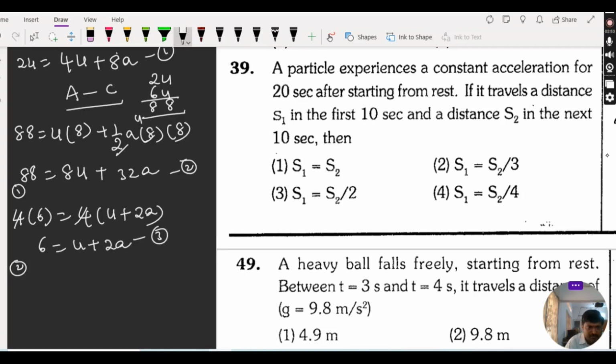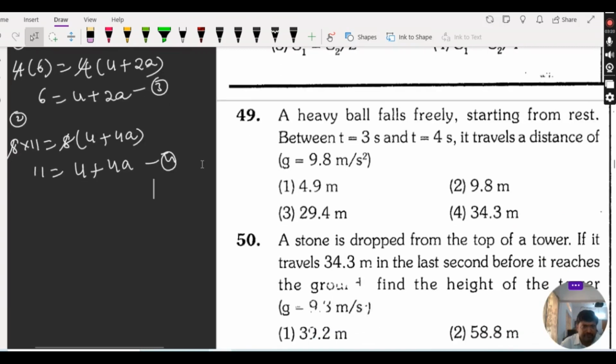And from equation 2 take 8 common. This is 8 into 11 is equal to 8 of u plus 4a. So the 8s get cancelled. 11 is equal to u plus 4a. So this is equation 4. So from equation 3 and 4, solve equation 3 and 4. That is here 6 is equal to u plus 2a.